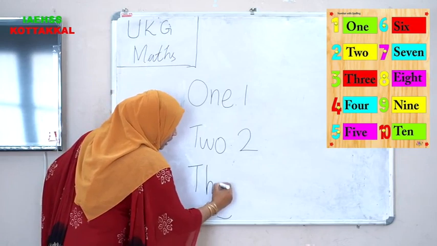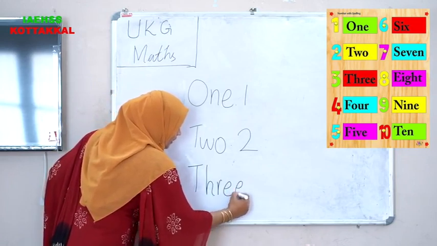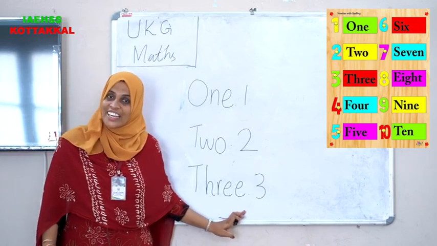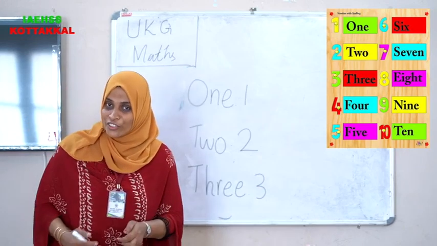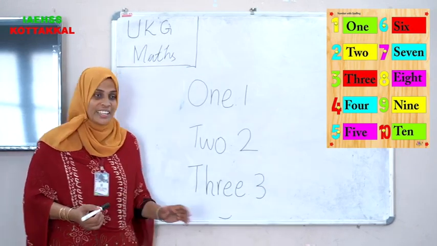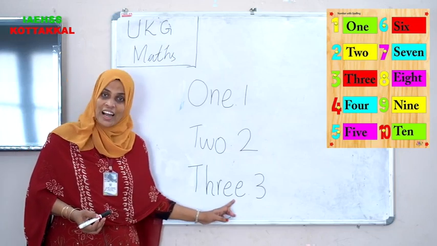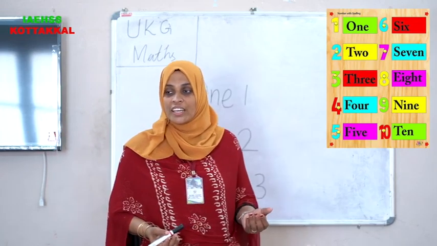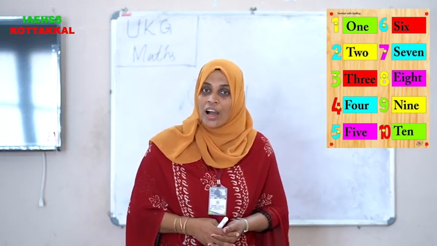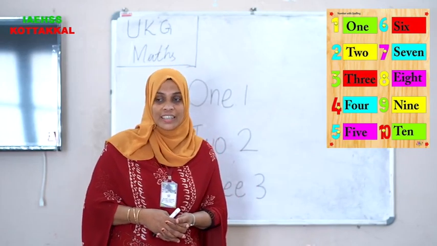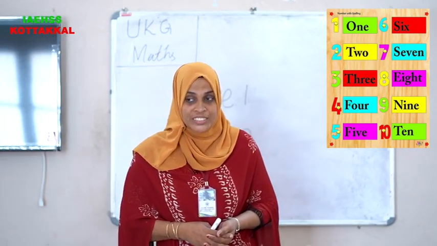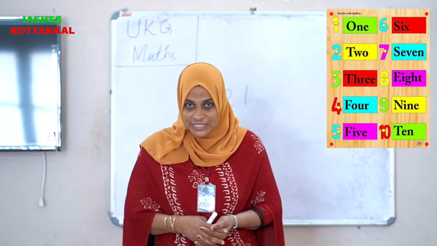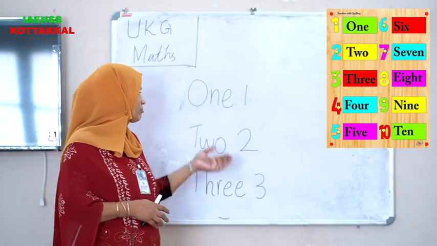3. T H R E E, 3. All of you read. T H R E E, 3. All of you say T H R E E, 3. Say all of you. T H R E E, 3. Very good. Once more.